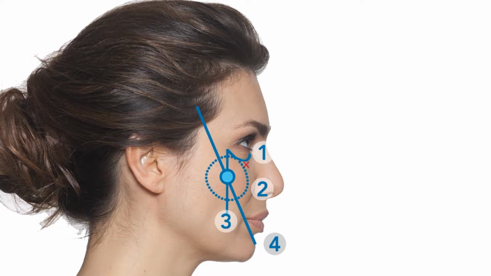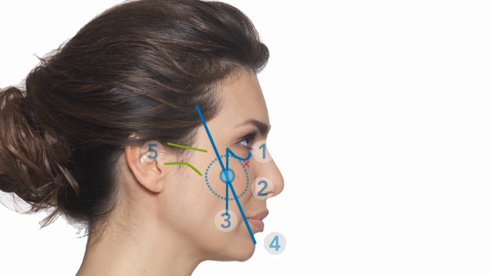How to check the cheek apex? There are two techniques to check if the apex of the cheek has been found correctly. First, mark the superior and inferior borders of the zygomatic arch. 5.